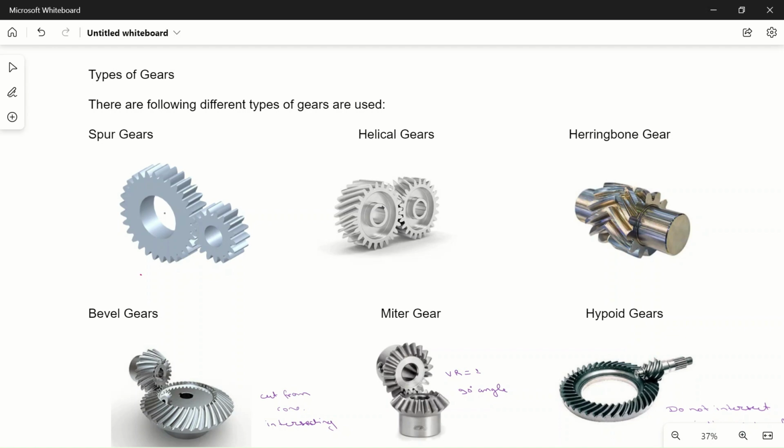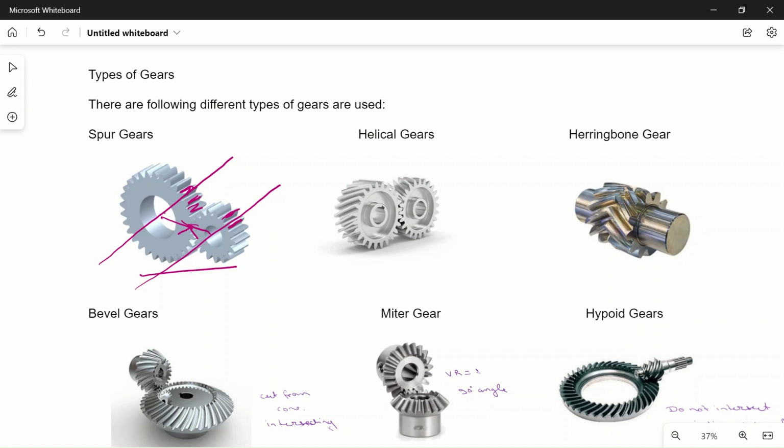First one is spur gear. This is very simple in design, and this type of gear is mostly found everywhere. What is the main feature of this gear? There are two parallel shafts. Suppose one shaft will pass through this hole, another shaft will pass through this hole. So you can see that the teeth of the gear are parallel to the shaft. So this is the main feature of the spur gear. The teeth will be parallel to the shaft, and when these gears mate, they will apply force on each other, and this force will be radial to the position of the shaft.